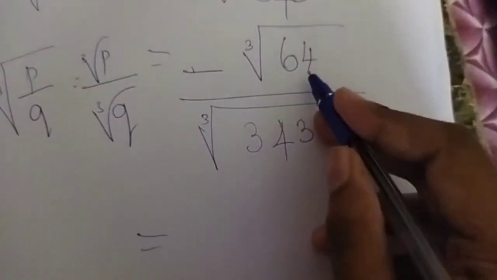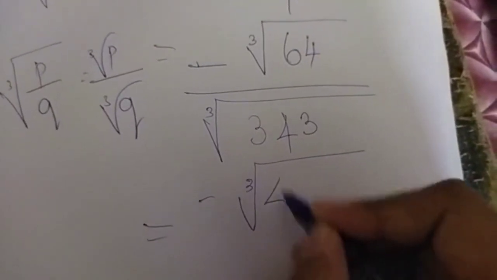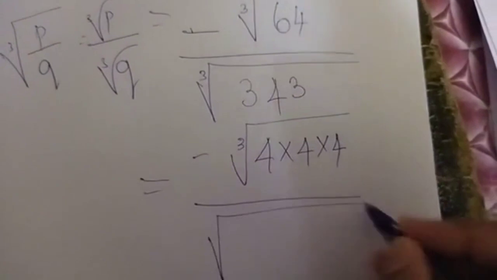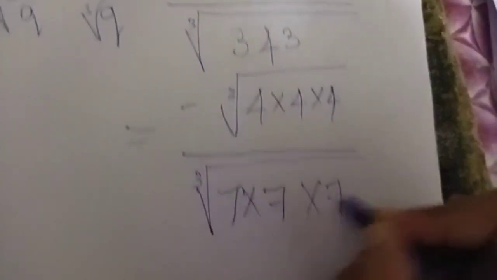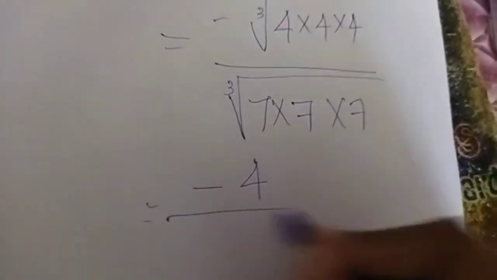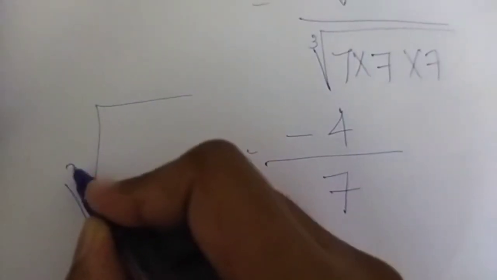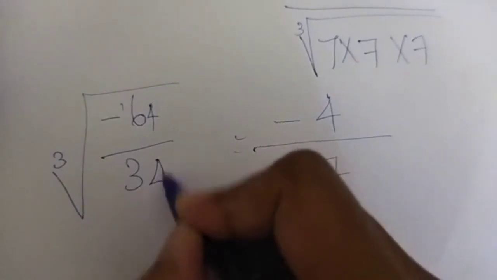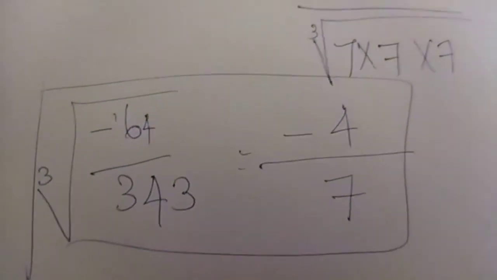Cube root of 64 is nothing but 4 into 4 into 4, and cube root of 343 is nothing but 7 into 7 into 7. So from this triplet I can take one number, that is 4. From this triplet I can take one number, 7. So cube root of minus 64 by 343 is equal to minus 4 by 7. So let's go to the next sum.